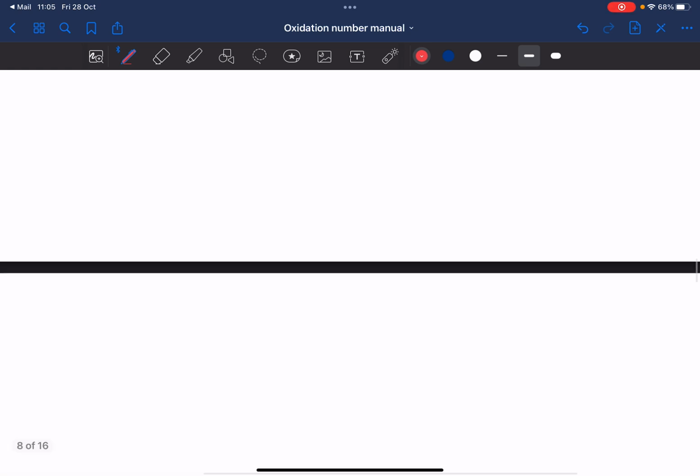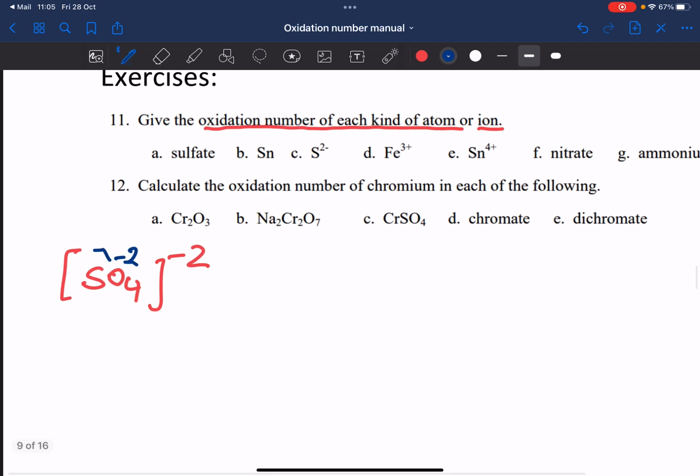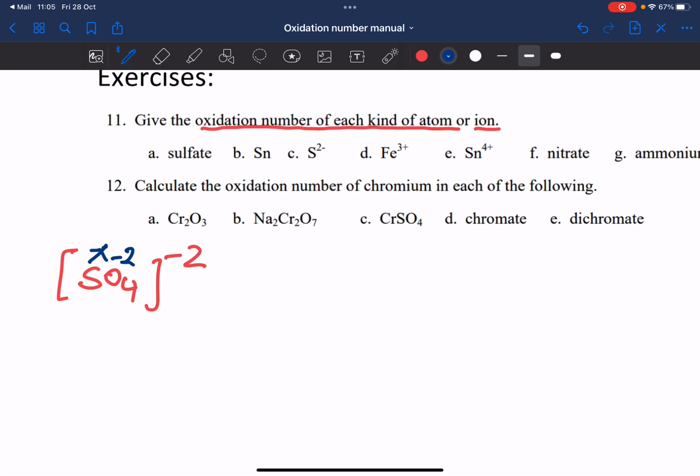So we're gonna look back here, SO4. We know this whole thing adds up to -2. And we know that the oxygen is -2 always. So let's do the math. We don't know this one, so we'll put X on S. So we write it down like this.